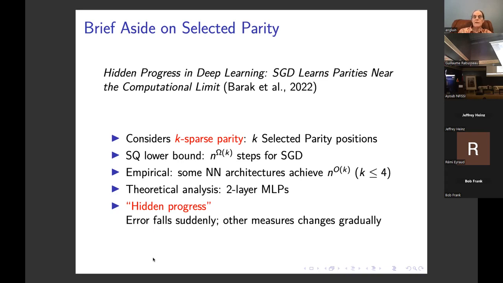They give a theoretical analysis showing this behavior for two-layer multi-layer perceptrons. The hidden progress in their title is the observation that the loss stays fairly high and then drops very suddenly when the model converges to a correct answer or figures out the relevant bit positions. But they offer other measures that change more gradually as the learning progresses. It'd be interesting to apply that in this context. Anyway, that was an aside.